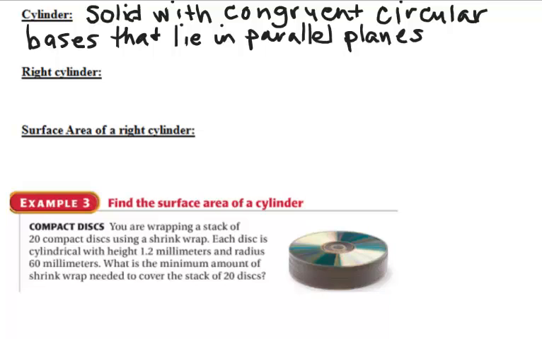Okay, let's talk about cylinders. A cylinder is a solid with congruent circular bases. The bases are circles. And remember, you have 2 bases, and they are parallel. They are in parallel planes.